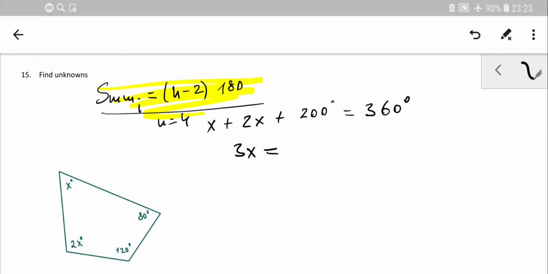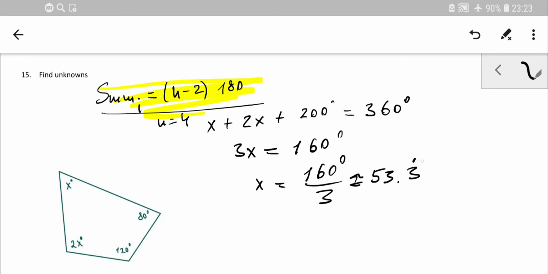3x equals 160, from where each x is simply the third part of 160. So let's divide it quickly. 160 over 3, I'll get around 53 and 3 recurring. Okay, that's the answer. That stands for each x.